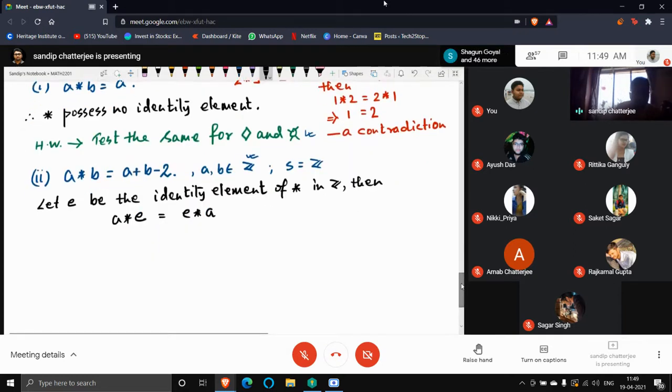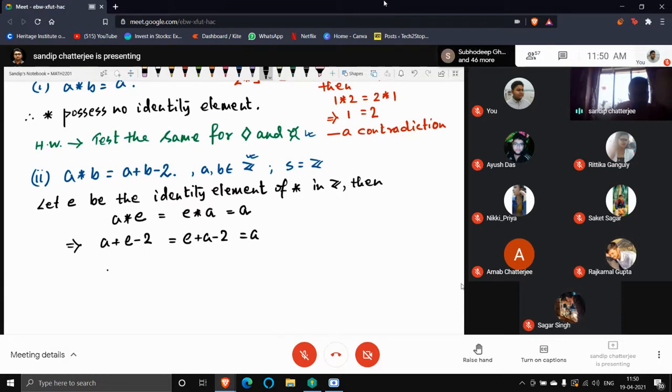That implies A star E means what? A plus E minus 2, which is equal to A. So A star E means A plus E minus 2, and E star A is the same, E plus A minus 2, equal to A, correct?